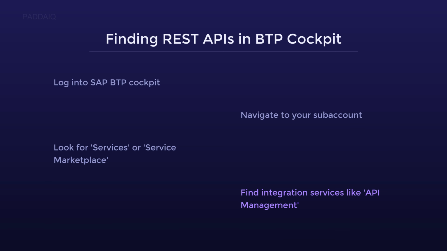Find integration services like API management. This means locating tools in BTP that help you manage and connect different application APIs. For example, a developer can use it to securely expose internal product catalog APIs to external partners. This central access simplifies how you build and manage integrations.